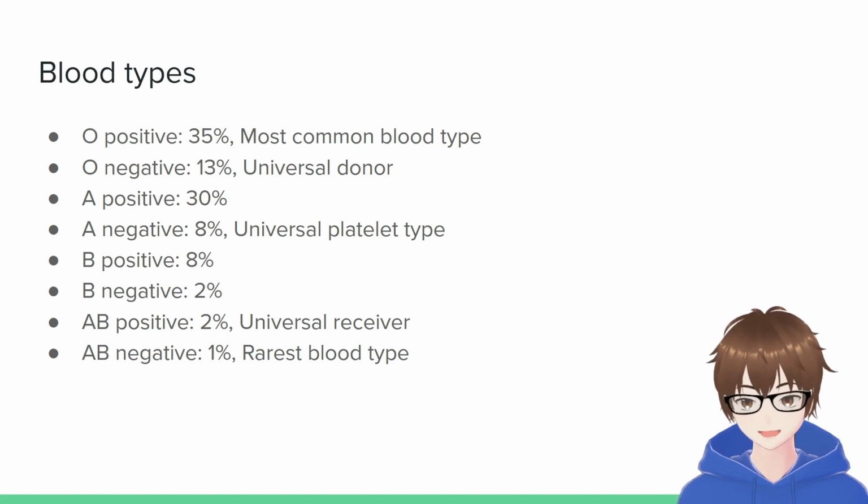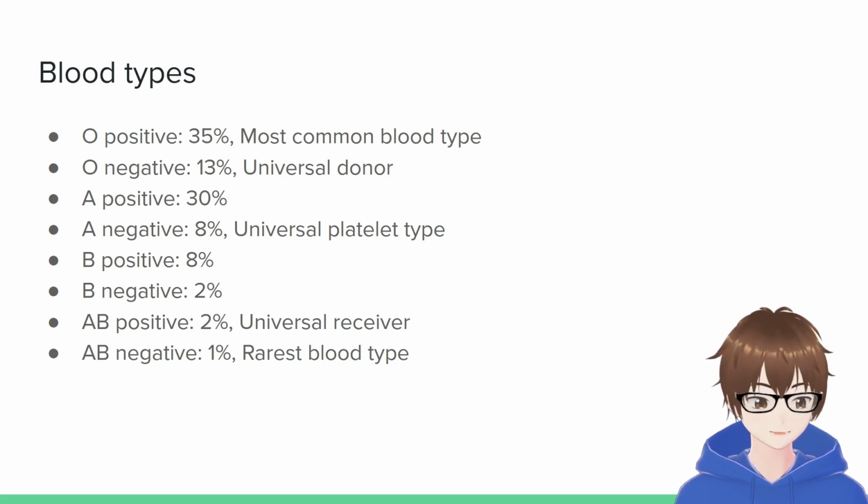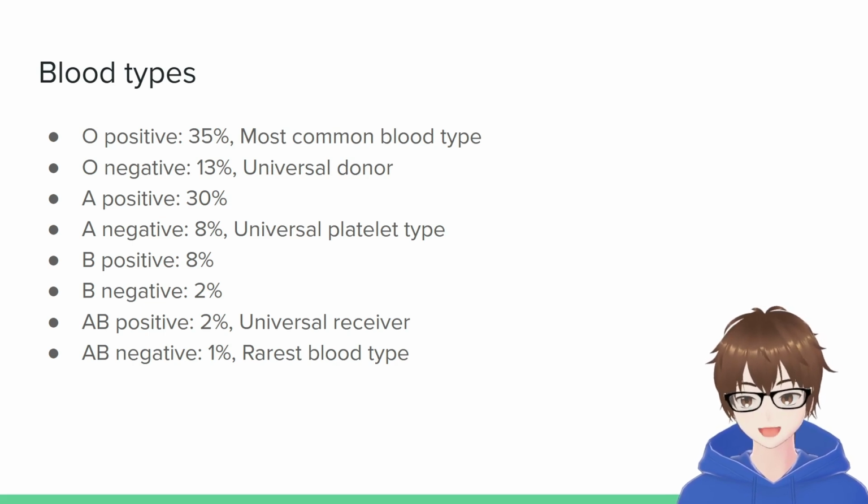We have B positive, which is another 8%. B negative, which is 2%. AB positive, which is 2%, and is the universal receiver, meaning that if you have AB positive, you can take any type of blood. They can give you O positive, O negative, A positive, A negative, B positive, B negative, and you'll be completely fine. And then we have AB negative, which is 1% of the population. It is the rarest type of blood.